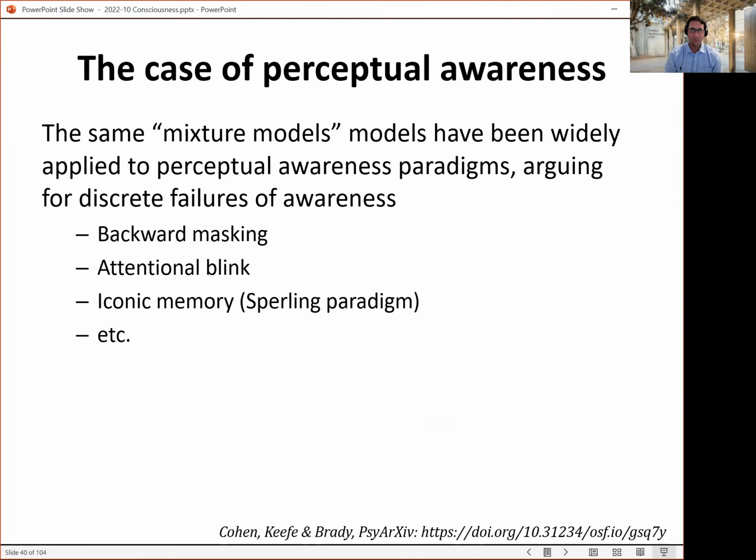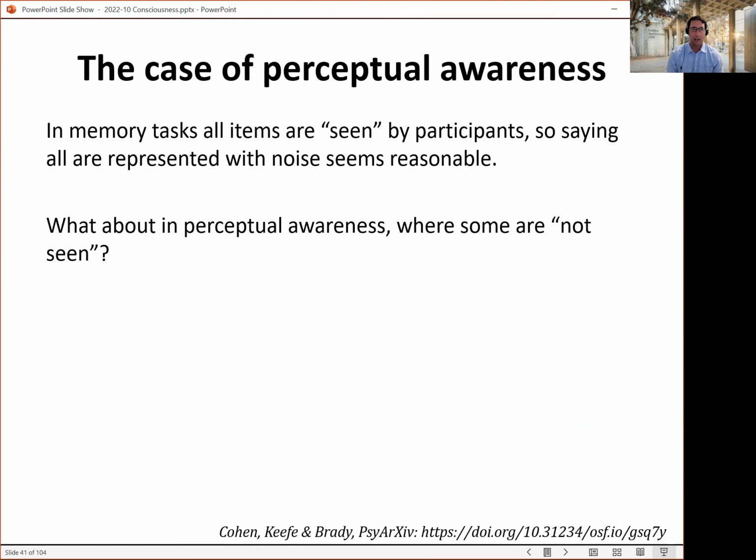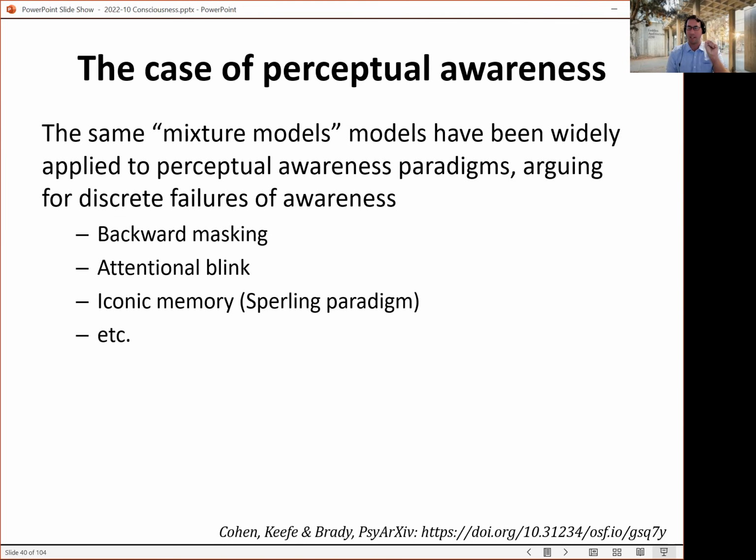Okay, so I said this is sort of method-y, and I mean that in the sense that the mixture model, that exact same technique of fitting a guess and precision mixture, has been widely applied throughout questions about perceptual awareness. For example, backward masking, the attentional blink, iconic memory. I'll talk about all of these in turn. And in these situations where you flash a stimulus up really fast and then mask it, you get this long tail of errors. And it's natural to say, look, people just didn't see it sometimes.